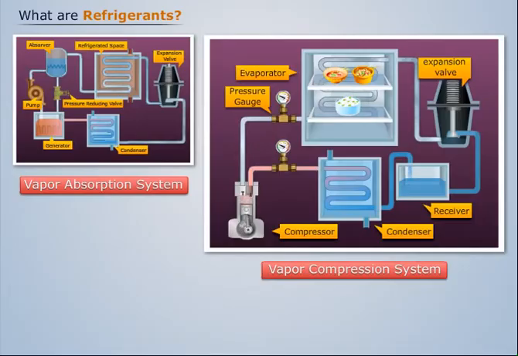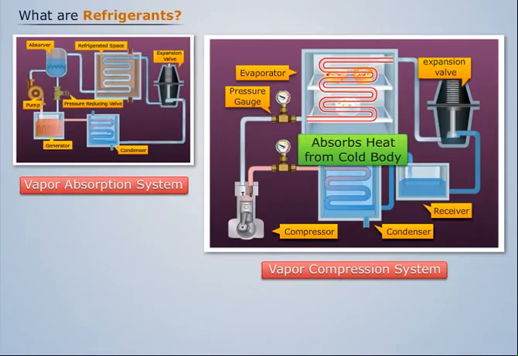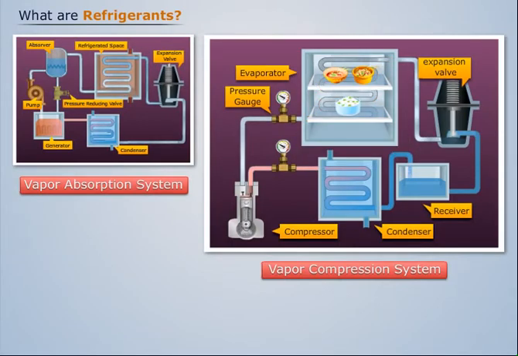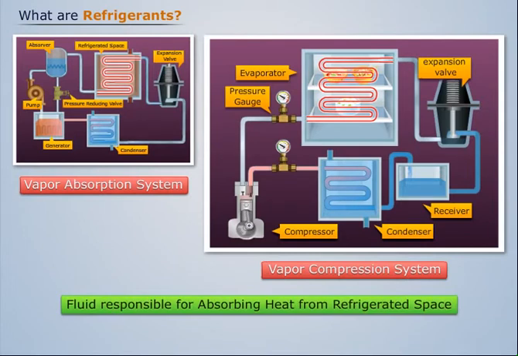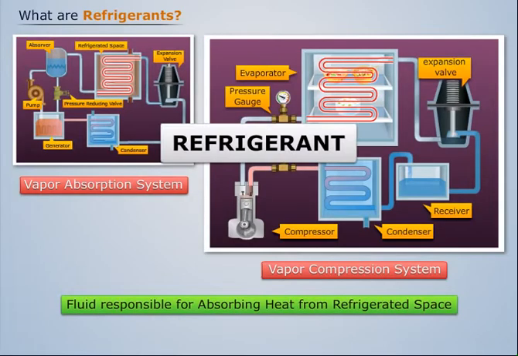Similarly, consider a vapor compression system. Here we can see that the ammonia flowing in the system is responsible for absorbing the heat from the cold body. Through both these examples, we can see that in a refrigeration setup there exists a fluid which is responsible for absorbing the heat from the refrigerated space. Such fluid is known as refrigerant.